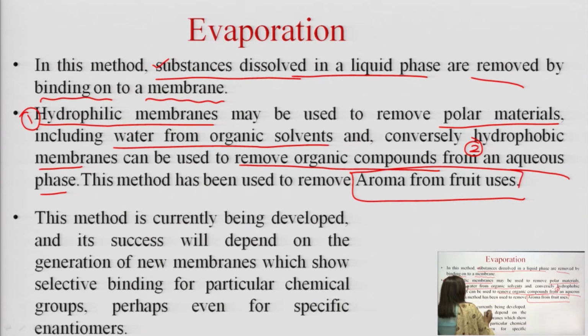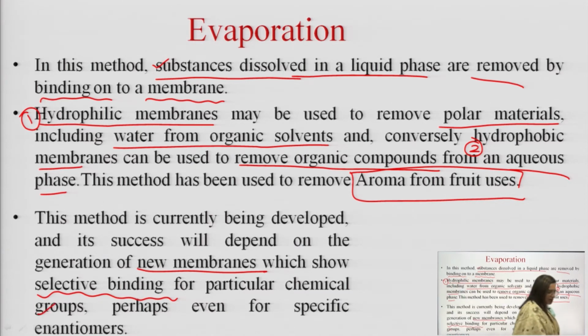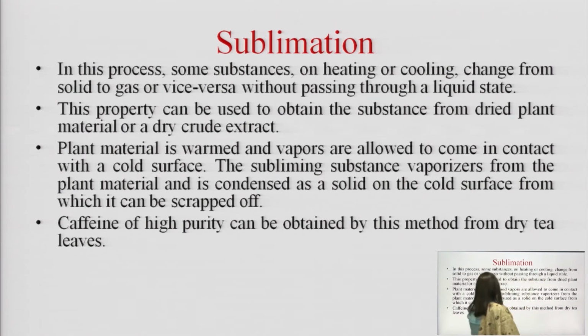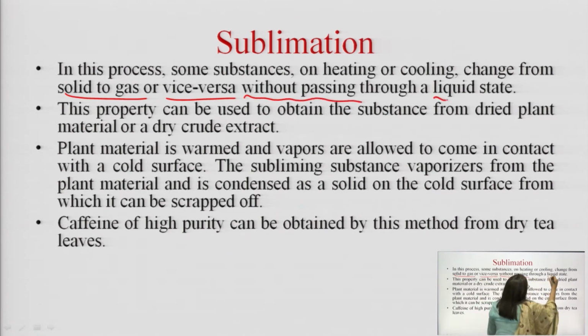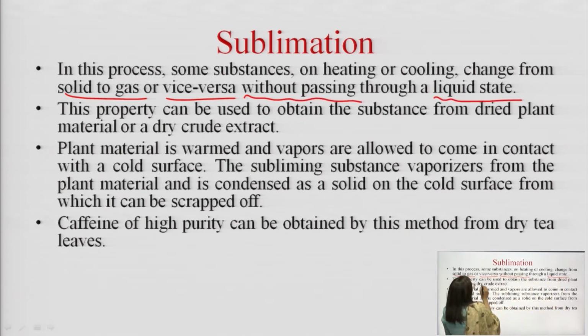This method is currently being developed and its success will depend on the generation of new membranes which show selective binding for particular chemical groups, perhaps even for specific enantiomers. Sublimation. In this process, some substances on heating or cooling change from solid to gas or vice versa without passing through a liquid state.